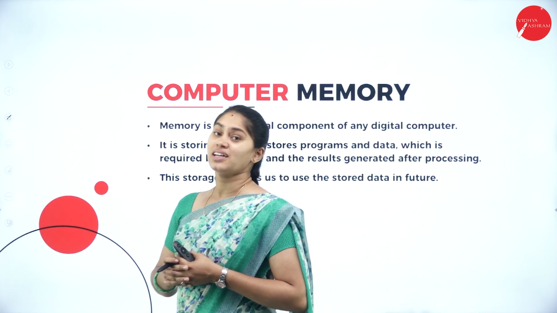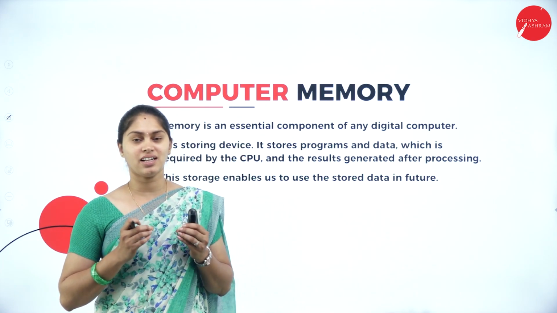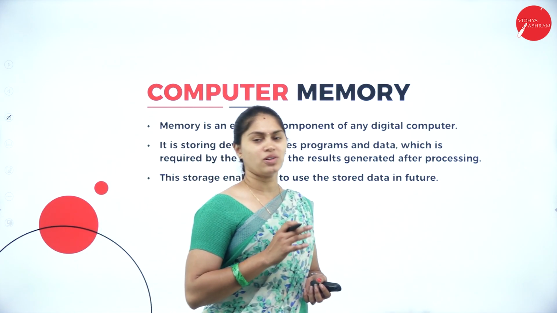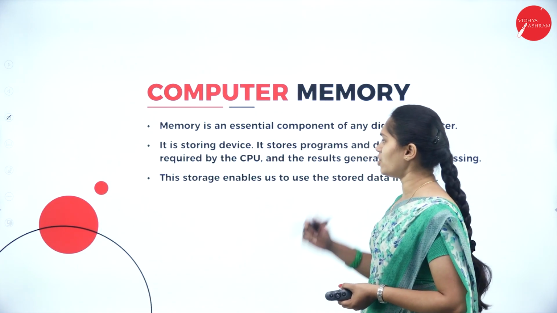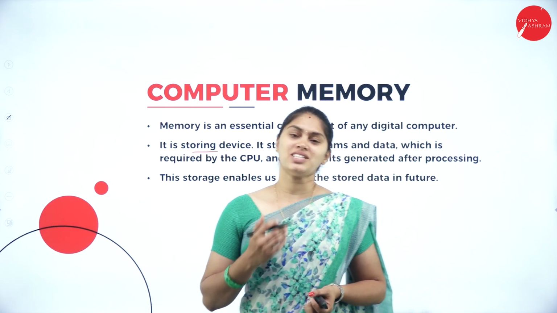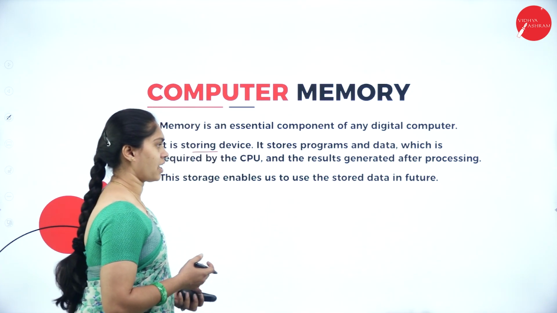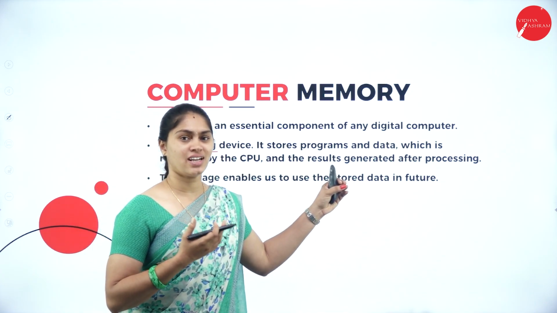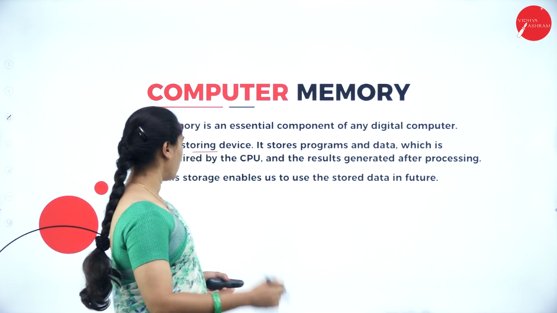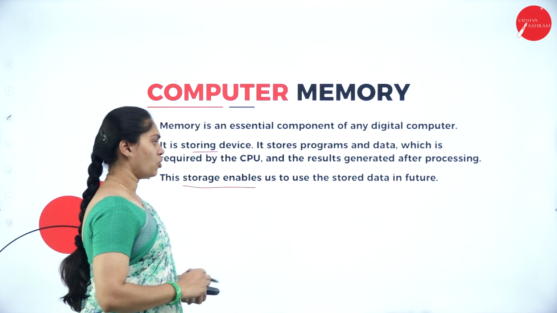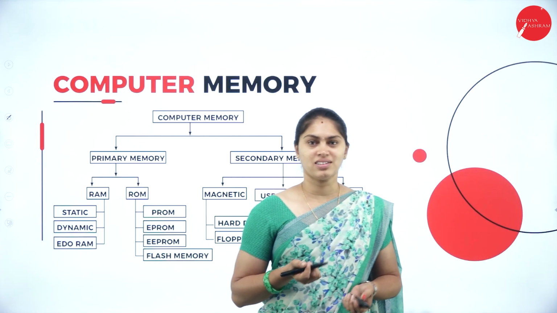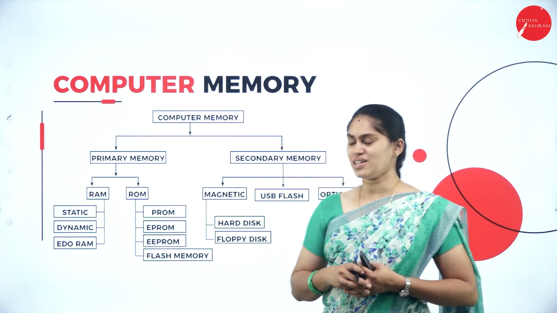As you all know, computer memory is an essential part, very important, and even a mandatory component of any digital computer. Mainly it is a storing device. It stores the data and instructions required to do the processing. Even after the processing, whatever result we get also needs to be placed in the computer's memory. The storage also enables us to store data which we require for the future. Then what are the different types of computer memory we have?